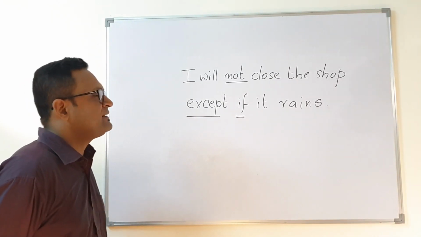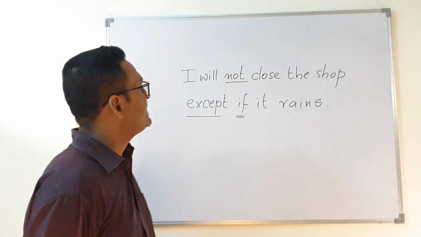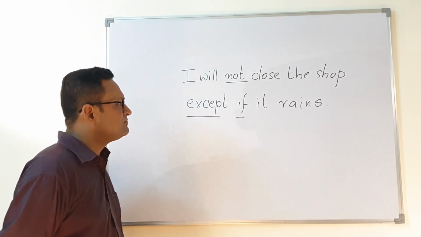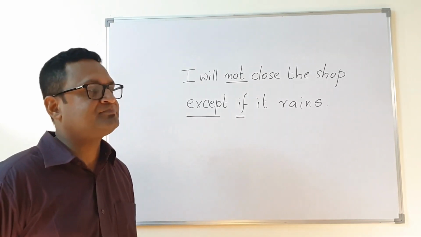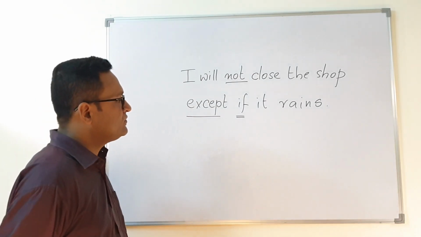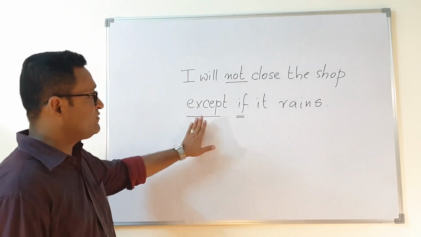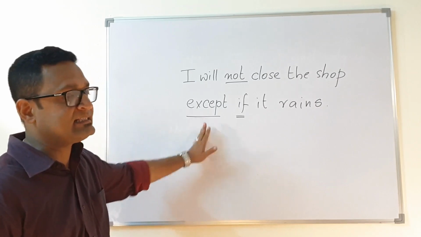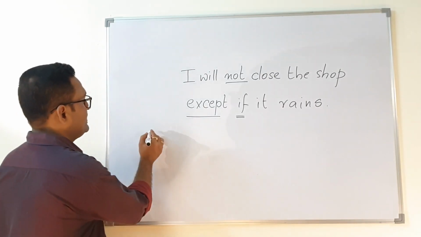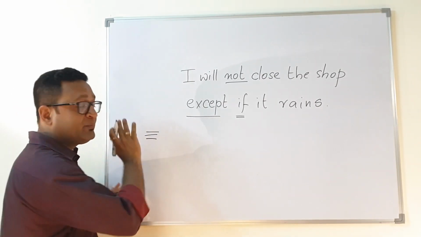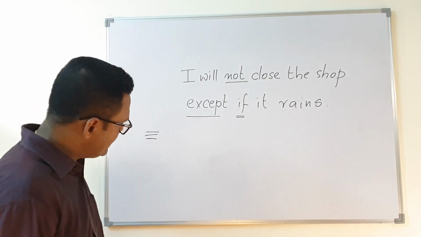So suppose there is a shop owner, he says that I will not close the shop except if it rains. The first thing which you need to understand is that except is a triple bar. So there will be a triple bar expression. Now suppose I divide this into P and Q.